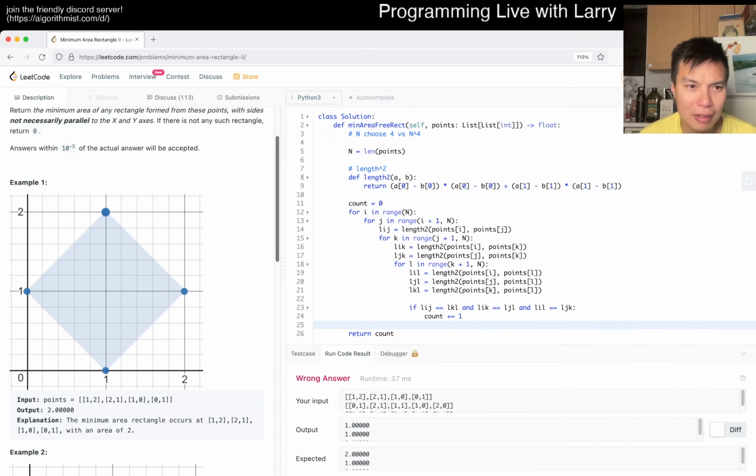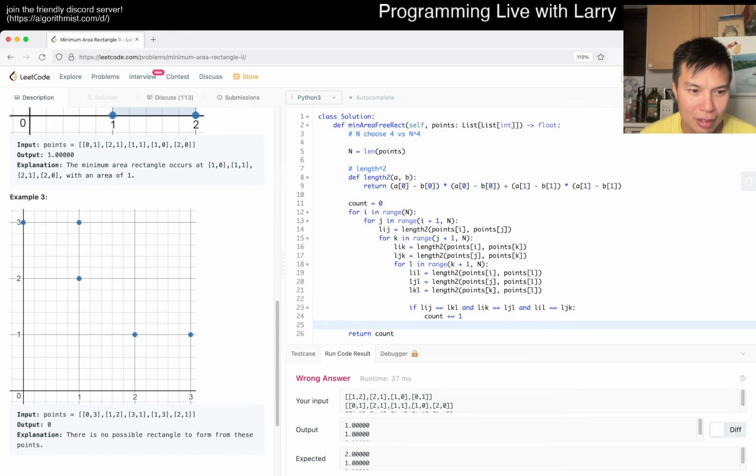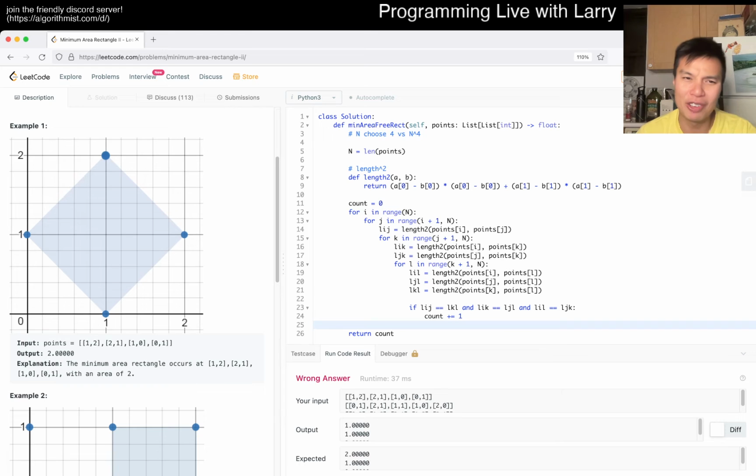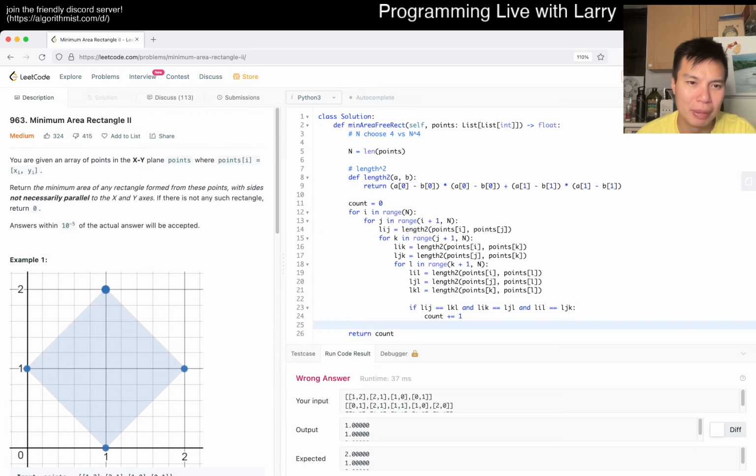Oh, did I misread the problem at all? Oh, minimum area of any triangle. Okay. I mean, that's fine. Wow, I totally misread the problem as count, but that's fine because we're still trying to find a rectangle, and this is a rectangle, right?